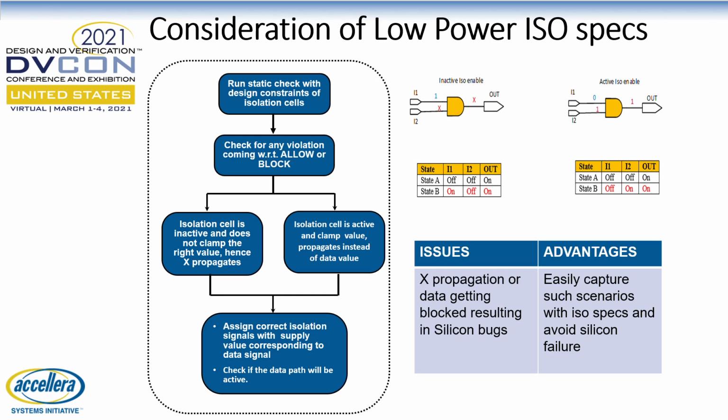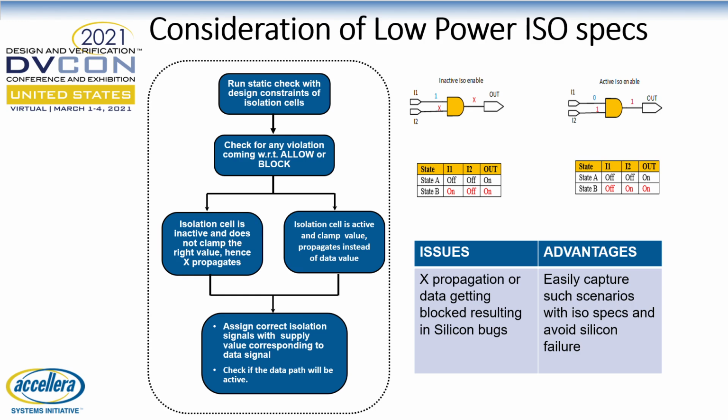First is consideration of low power isolation specifications as constraints to the static verification. Low power specification can be subject to error in translation and interpretation. One such area of concern involves isolation enables, their senses, and their relationship to the power supplies and PST states.